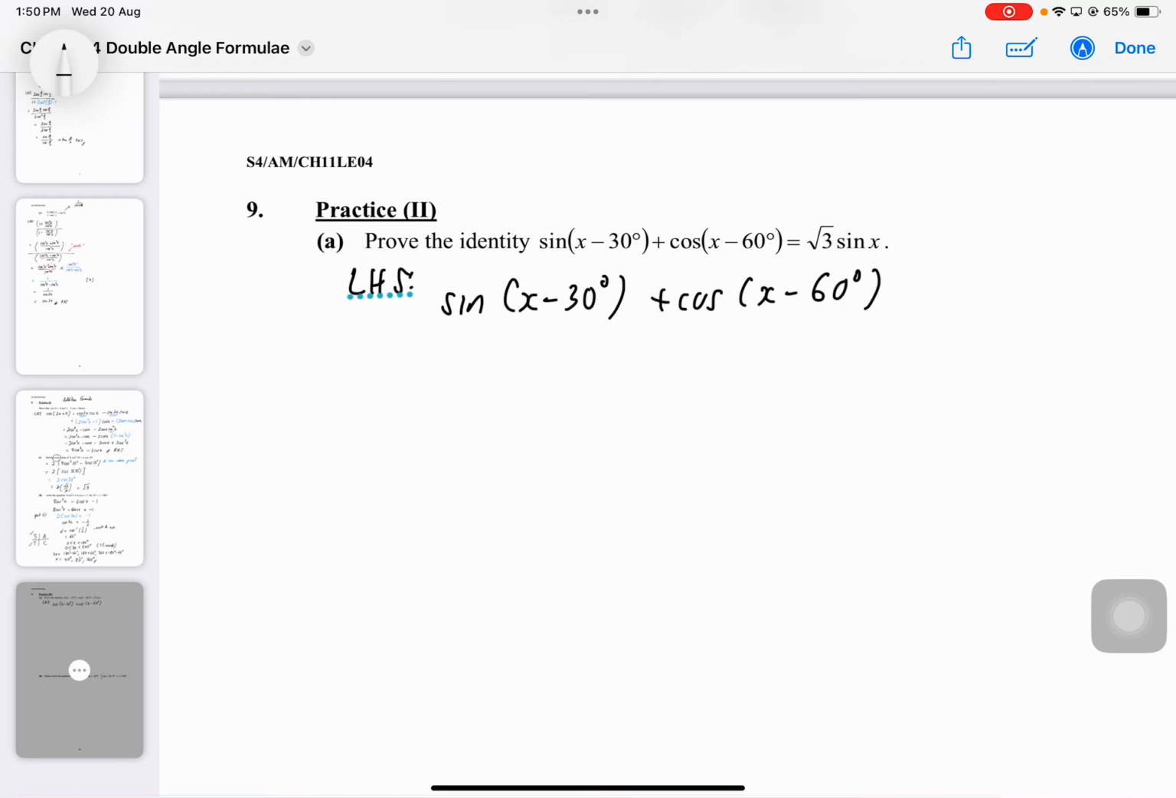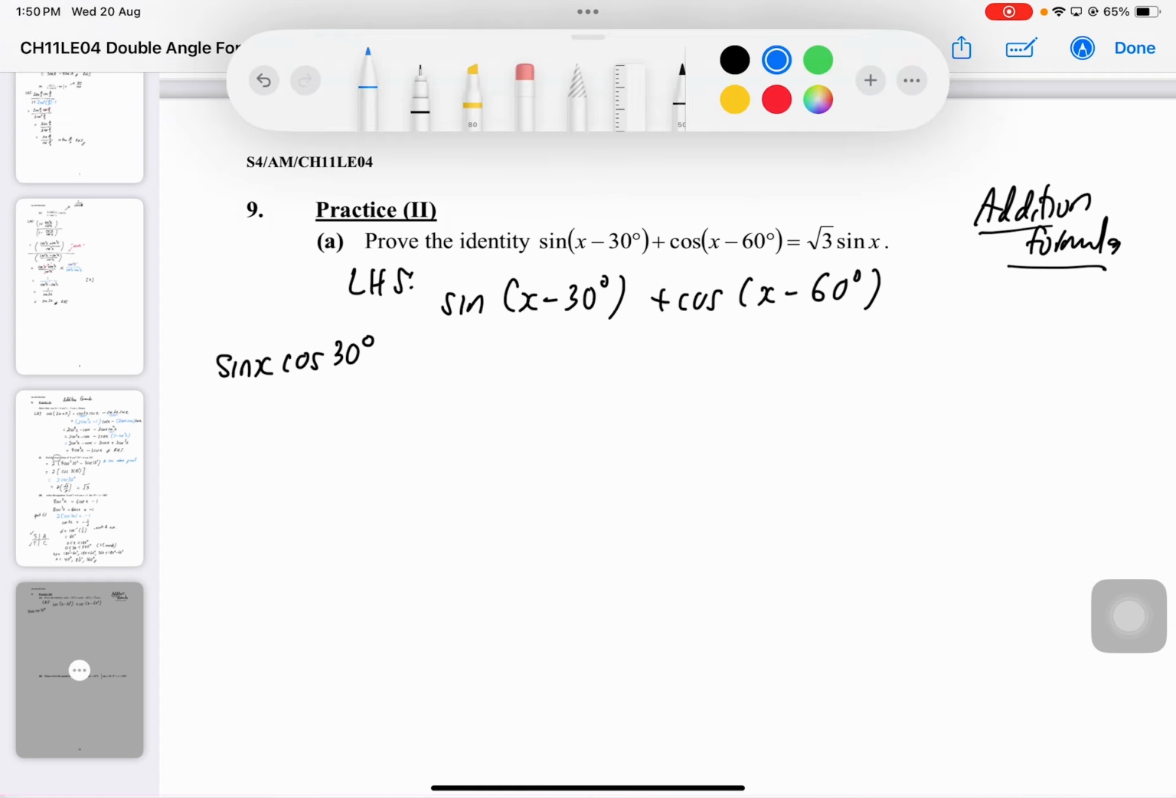Okay, now which formula must you use? Sin x minus 30 plus cos x minus 60. Addition formula. Okay, so use your addition formula. Okay, for sine is sine cos minus cosine. Okay, so this will be sine x cos 30. Okay, the negative becomes plus cos x sine 30.